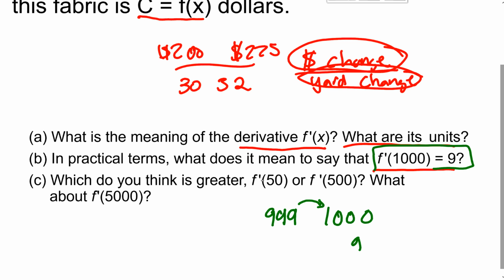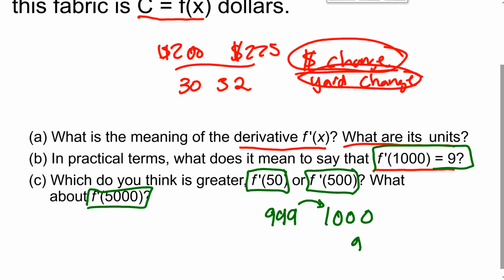So which one do you think is greater, f prime of 50 or f prime of 500? Meaning, is it going to cost more to produce that 50th yard, or is it going to cost more to produce that 500th yard? And what about the 5,000th yard? Which one of those is going to be bigger?